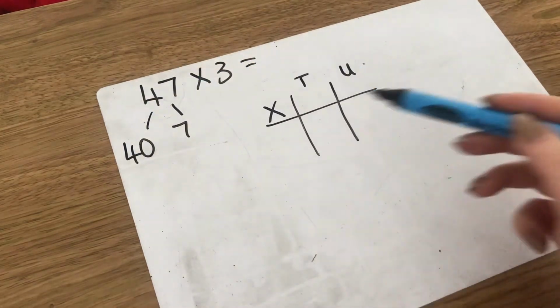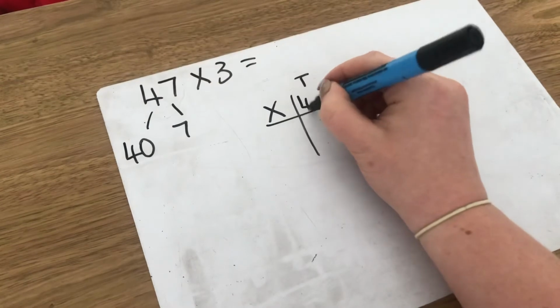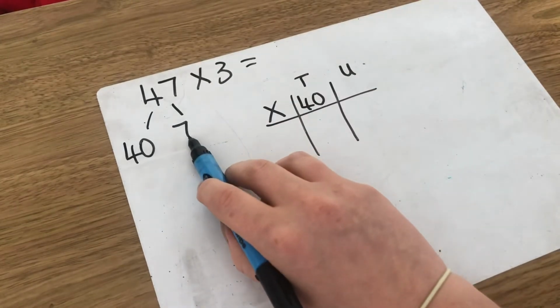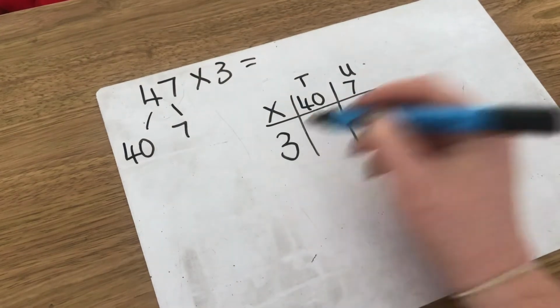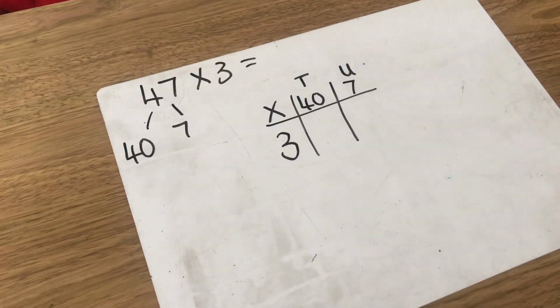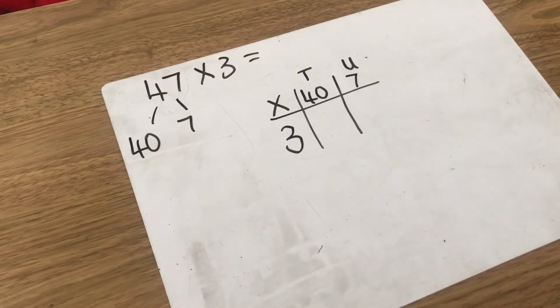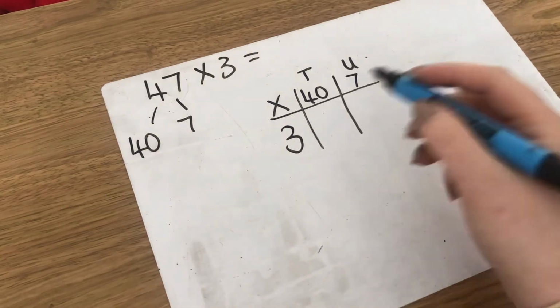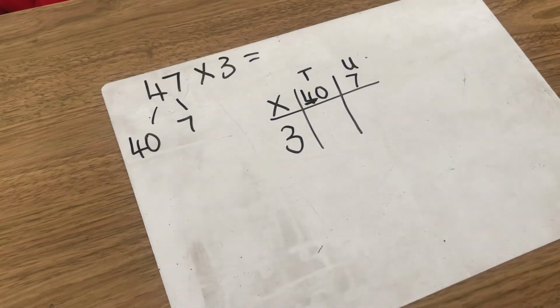Now I'm going to start putting the right information in. So I've got my tens here, my 40, and then I've got my units, my ones, my 7, and I'm multiplying by 3 today. Okay, brilliant. This is when we're going to have to think. I hope we've all had a good think about this. What fact do you already know? I'm sure you're probably shouting at the computer, telling me what fact do you already know about this.